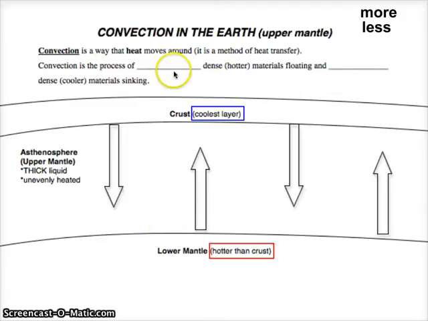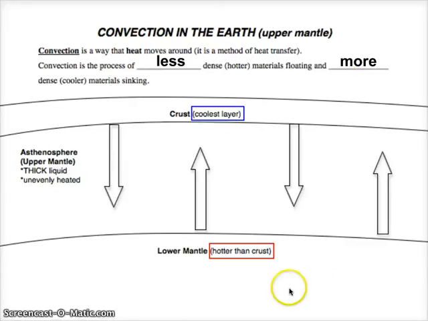So let's review up here. Convection is a way that heat moves around. It is a method of heat transfer. Convection is the process of blank dense or hotter materials floating and blank dense or cooler materials sinking. Hopefully you remember that hotter materials are less dense, which causes them to float upwards, and cooler materials are more dense. So the next thing I want you to do is use some color.